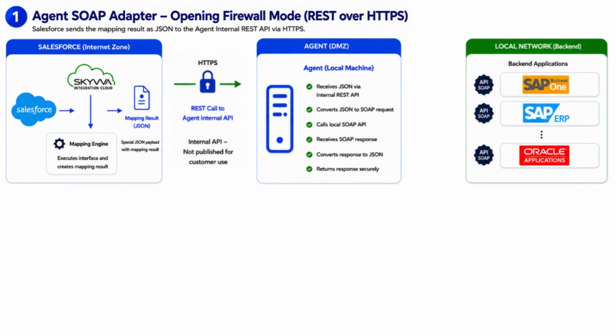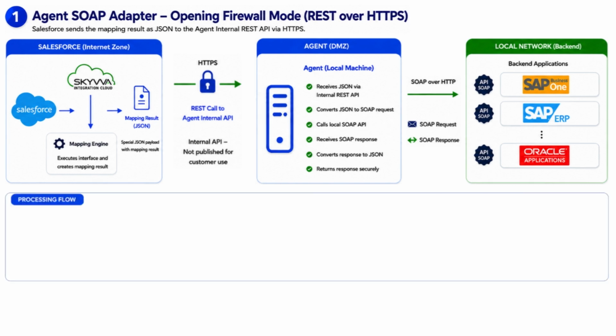Third, the local network, backend. The agent communicates with backend systems such as SAP Business One, SAP ERP, Oracle applications. Communication between the agent and these backend systems uses SOAP over HTTP, allowing internal applications to remain inside the local network.